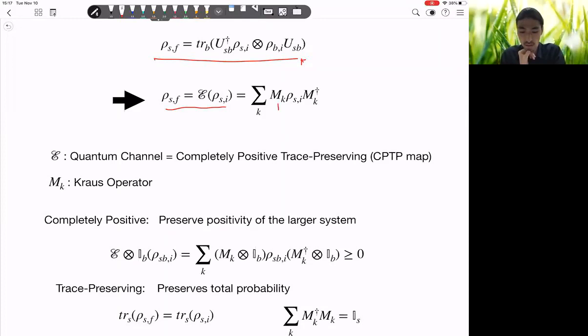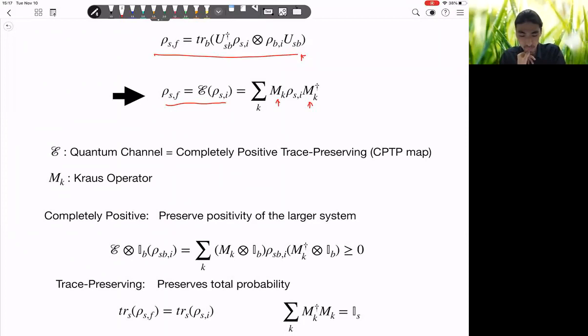Now I want to describe what completely positive and trace preserving are. First of all, let's discuss completely positive. Let's start with the positive map. A positive map maps positive operators to positive operators. In our case, density matrices. When I say positive operators, it has a positive spectrum. In this case, it corresponds to probability. And we don't have negative probability, we have positive probabilities. So the density matrices we consider are positive operators.